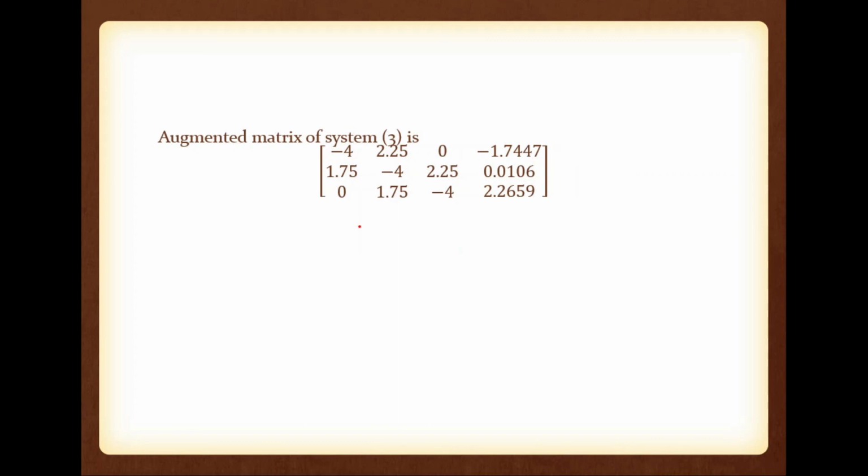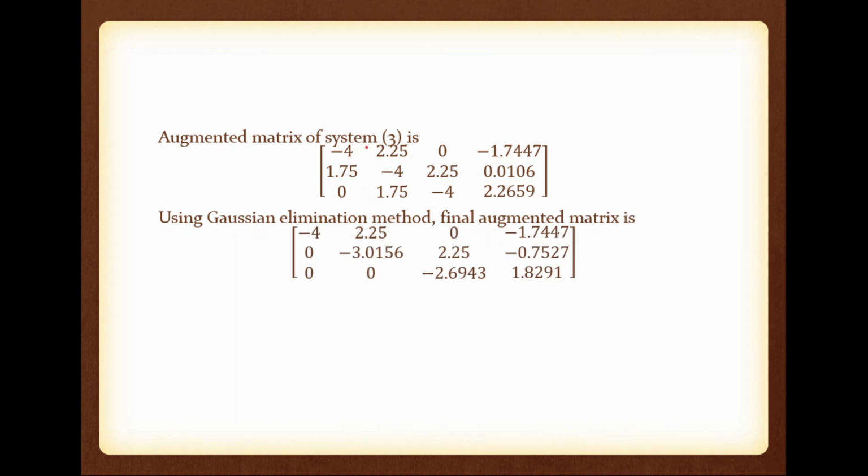So the final augmented matrix after Gaussian elimination is minus 4, 2.25, 0, minus 1.7447. First row is not changed. Now second row is 0, minus 3.0156, 2.25, minus 0.7527. Then third row is 0, 0, minus 2.6943, 1.8291. So this one is a final augmented matrix after Gaussian elimination. Now we have to do the back substitution. For back substitution, first we have to take the last equation.